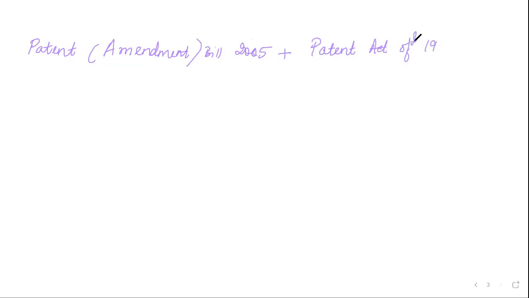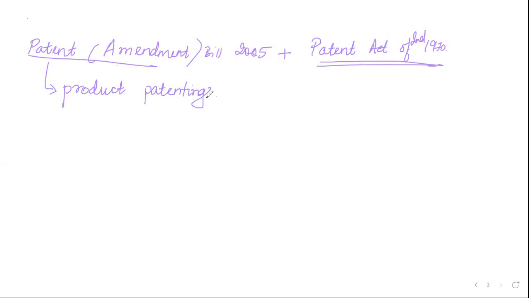We had two laws. One was the Patent Amendment Bill of 2005, along with the original act, the Patents Act of India 1970. This was the original one. This was an amendment to it. Now, what happened after this was we engaged in product patenting.